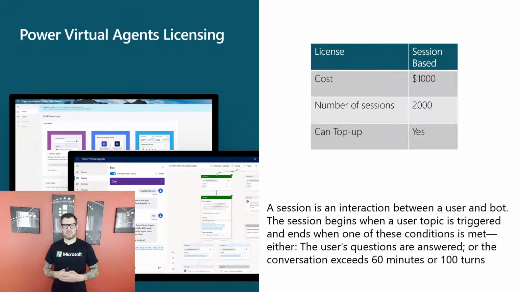Let's take a look at Power Virtual Agents. Power Virtual Agents are session-based. You pay $1,000 per effectively 2,000 sessions, and then there's a top-up cost, which we'll speak about later on.